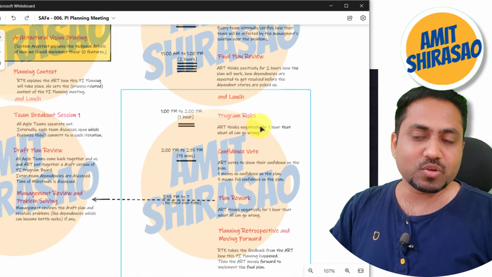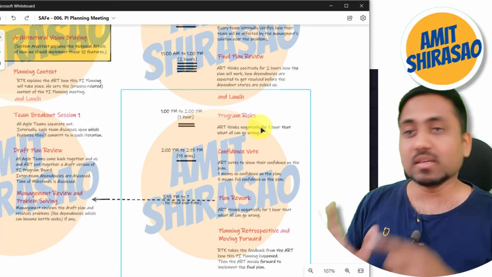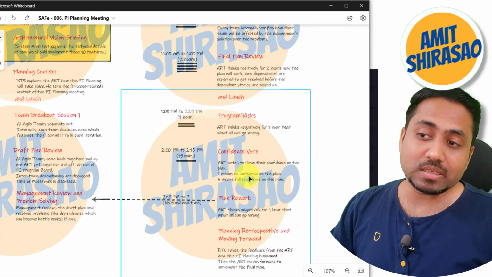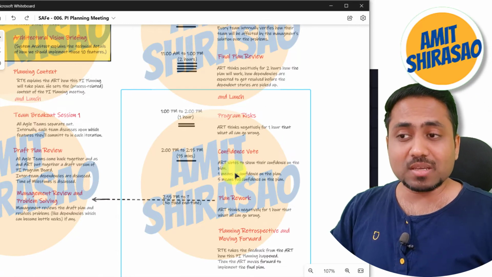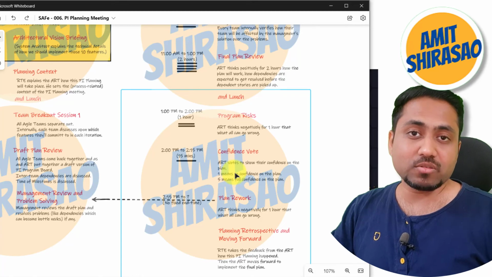Once again, the program risks will be discussed. Now what do you think with this plan? Do you still think there are any risks, or are there some different risks? Then let us know. And then finally there is a confidence vote again. Now this time hopefully the vote averages more than 3.